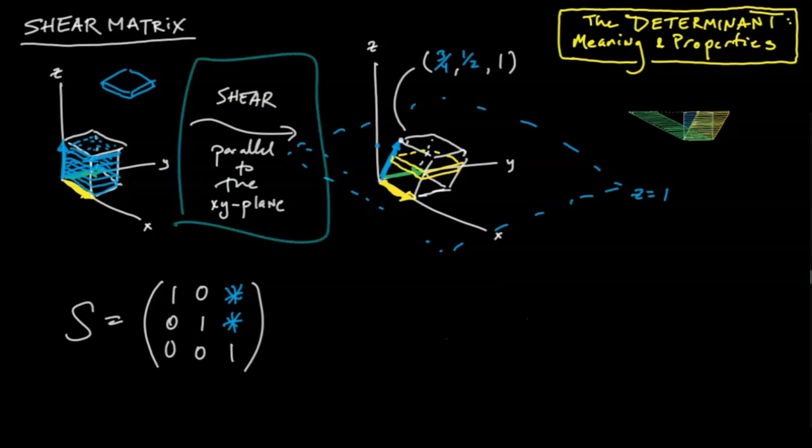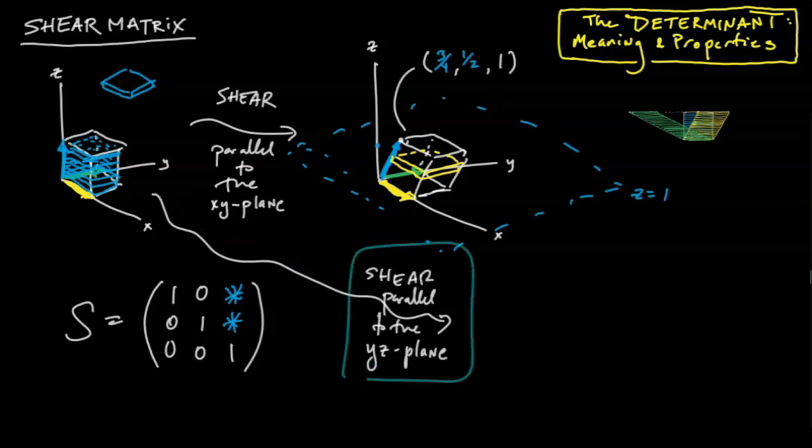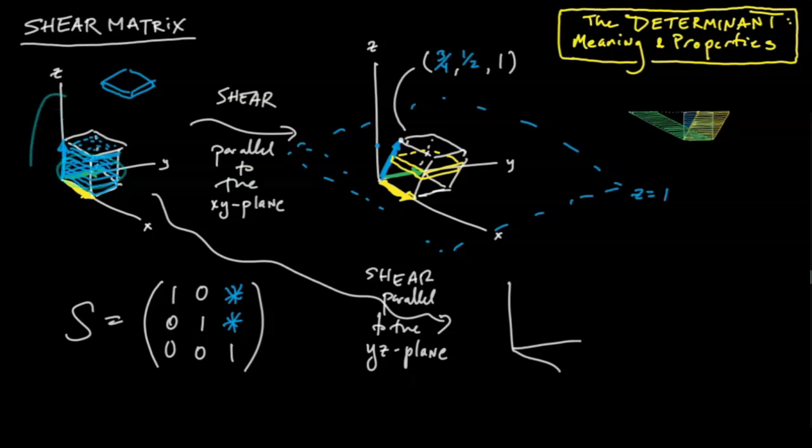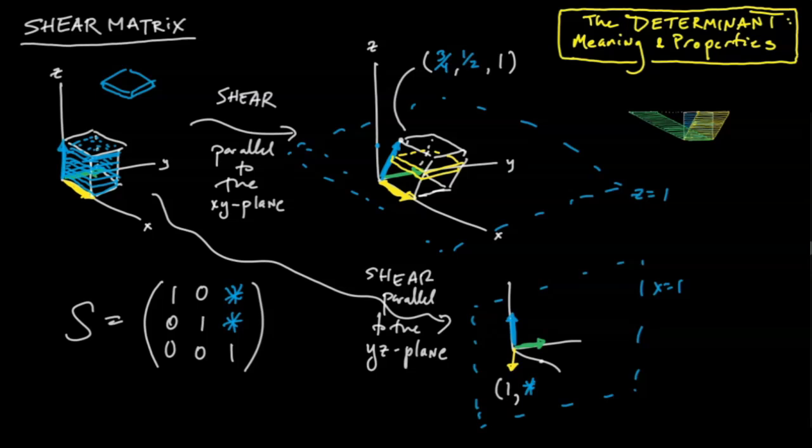Now, this was a shear parallel to the xy plane, but there are 3 different coordinate planes we could work with here, and we could shear parallel to any of them. For example, if we shear parallel to the yz plane, the 2 standard basis vectors that lie in the yz plane remain fixed, whereas the one that does not lie in that plane, namely i hat, gets moved, but it's moved in such a way that its tip ends up in the plane x equals 1. So maybe over here somewhere. What are the coordinates at that point? Well, the first one has to be 1. The other 2, they could be anything.